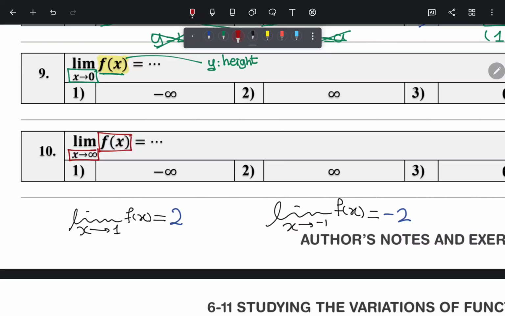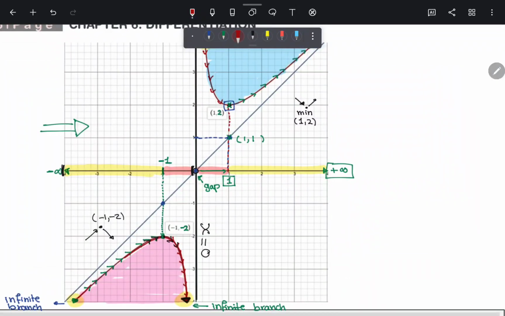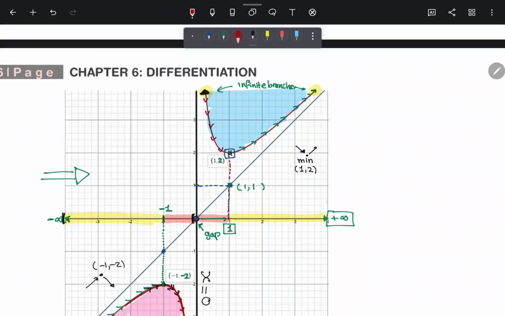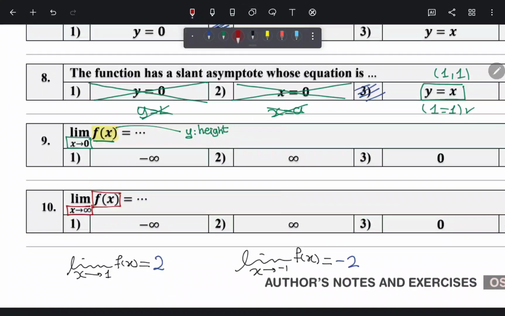طيب. If I ask you what is the limit when x goes to infinity? f of x. طب نشوف. نروح ل x is equal to infinity. We'll see. x is infinity يعني somewhere here. Where do you think the function is going? Infinity. It goes to positive infinity. الهايت تبعها هيكون positive infinity. It's too high. We can say that the height is positive infinity. So in this case, what is the answer here? It's going to be positive infinity.